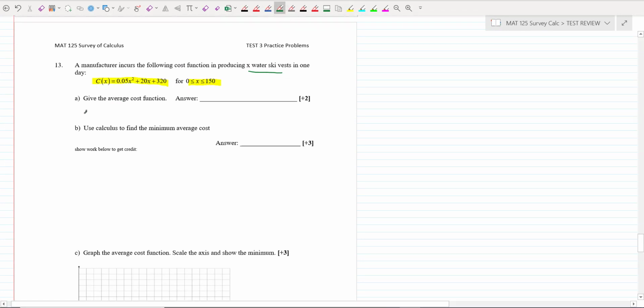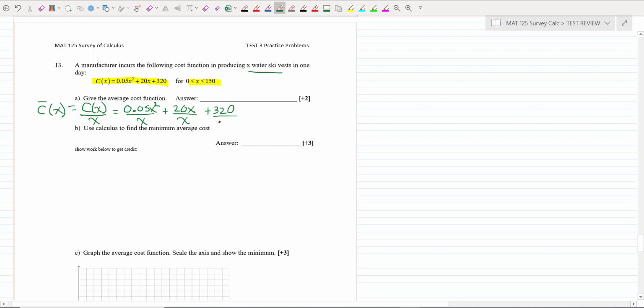So we're going to find the average cost function. Remember, we've done this quite a bit. The average cost function that we represent by C bar of x is nothing more than taking the total cost function and dividing by x. So I'm just going to do this. I've got 0.05x squared, and I'm just going to split it up and divide each piece by x.